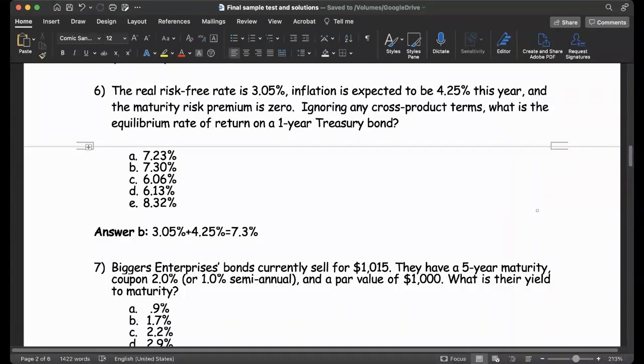MRP is 0. Remember, for a short-term Treasury bond or any Treasury bond, we can just use r star plus IP, inflation premium, plus MRP. So we just add up these two numbers. You could see this formula on the formula sheet for chapter 5 as well. You add up these two numbers, you have option B here, 7.3% as the right answer.